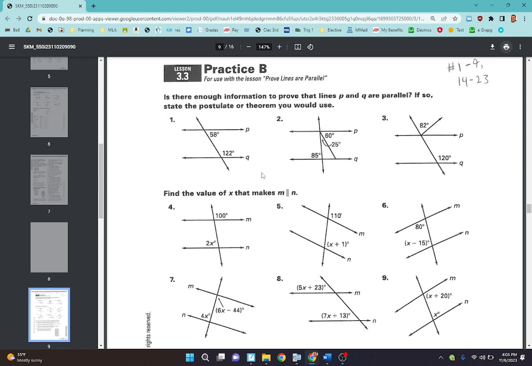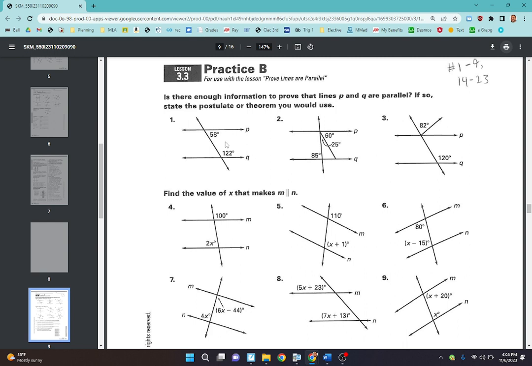Please pay attention. For number 3, they're asking, do I know P and Q are parallel? They have to fit the converse rule. Since these two angles are consecutive interior, if they're parallel, they must be supplementary. 58 plus 122 adds up to 180. So number 1, P and Q are parallel because of consecutive interior converse.